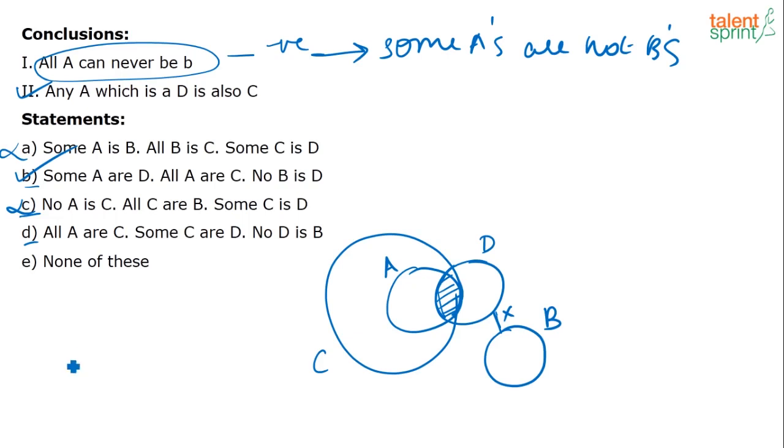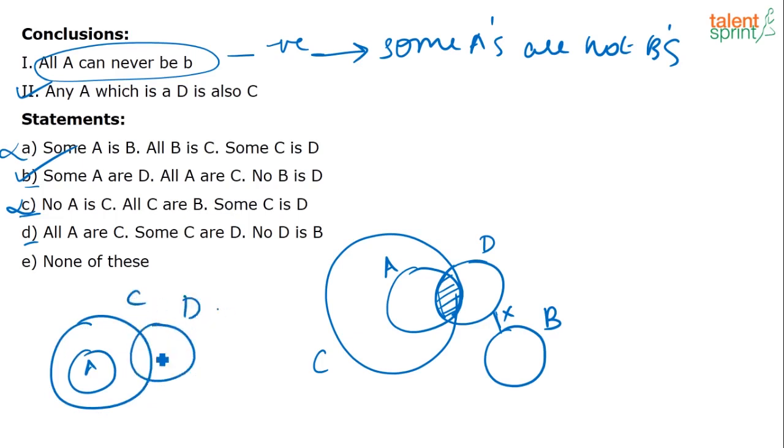But let us check option D once and see. All A's are C's, some C's are D's, and again, now if you draw this itself, any A which is D is also C. Is that condition satisfied here for sure? It is not a definite conclusion here. So this is not true. Done. Even when you draw this much itself, you understand that it is not satisfying the second conclusion. So the answer will be option B.